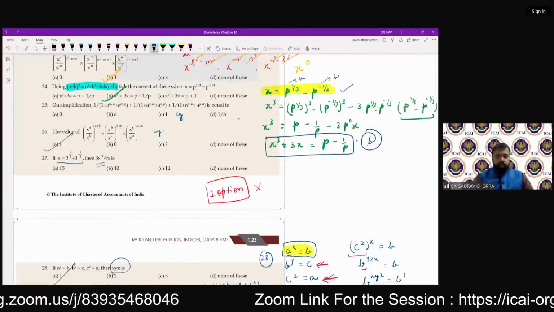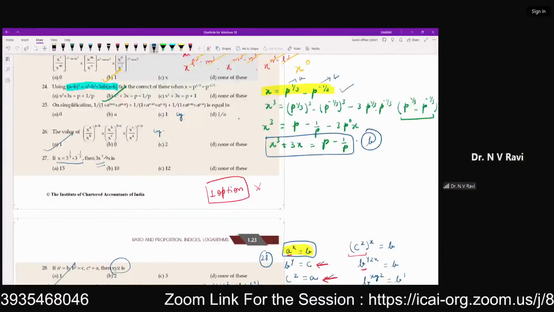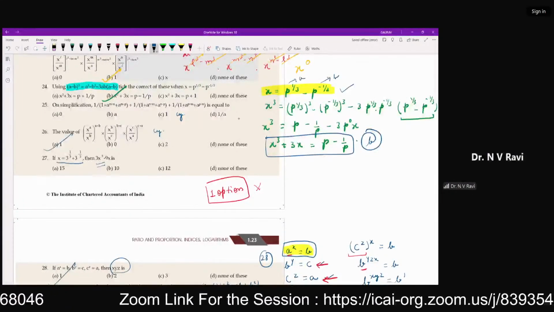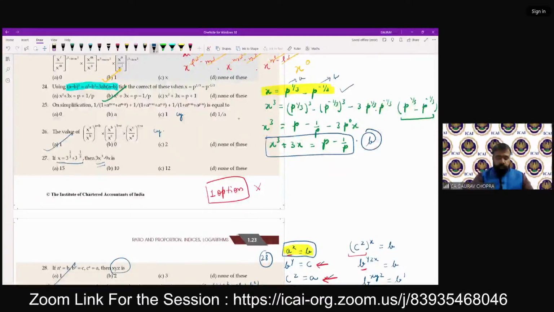तो आप उसका result आपका directly सामने आ जाएगा. You can take screenshot and apply the formula that a minus b whole cubed. Right. A cubed minus b cubed minus 3ab into a minus b.